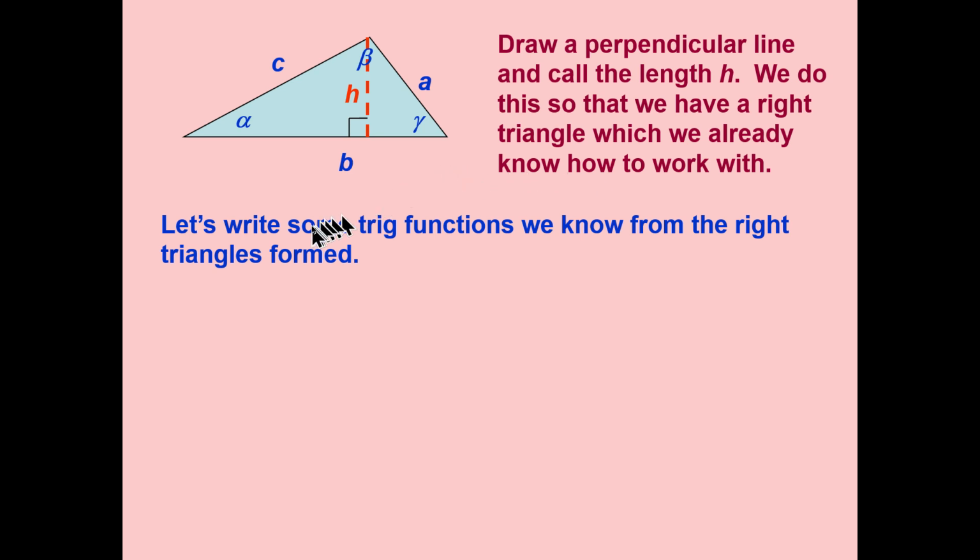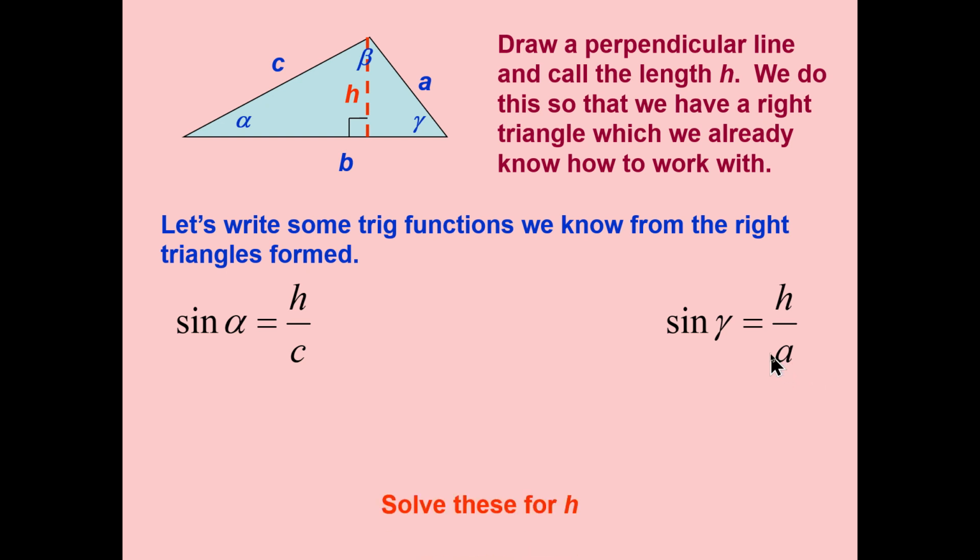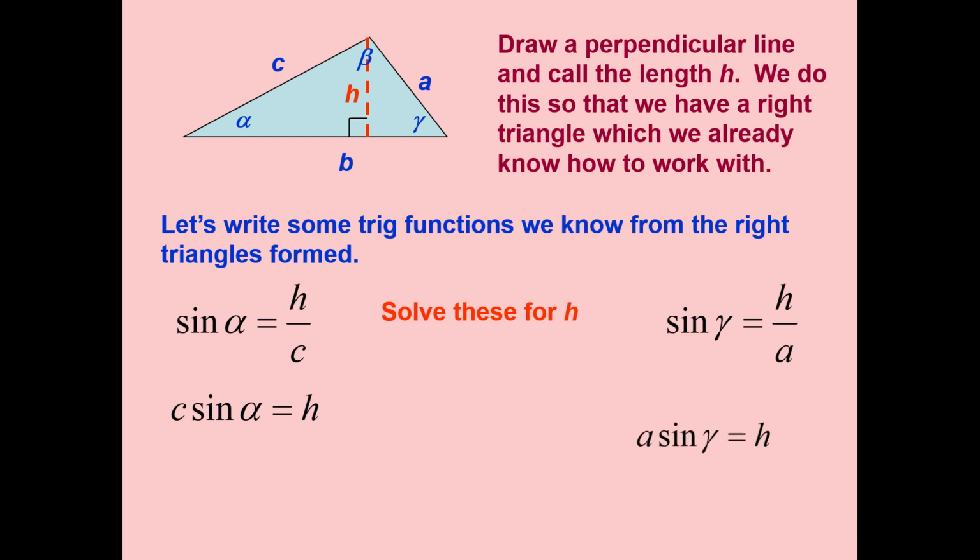And then let's write some trig functions so we know the right angles formed. So we have here our sine of alpha, opposite over the hypotenuse. And the sine of gamma, we have the opposite over the hypotenuse. Solve for h, there and there. Since they're both equal to the same thing, they're equal to each other.